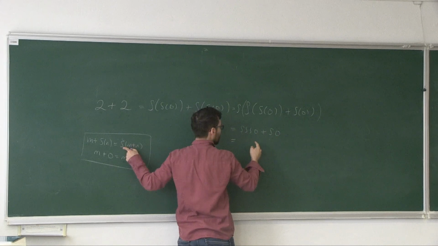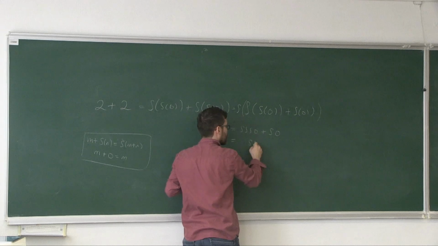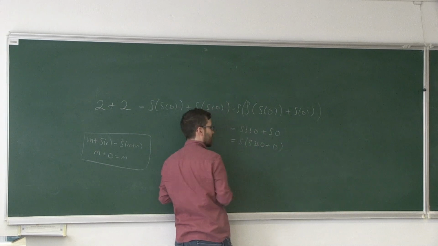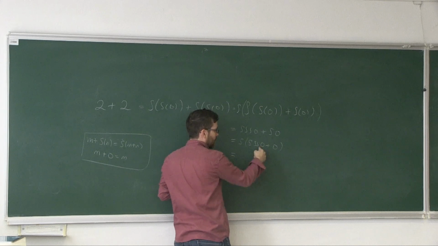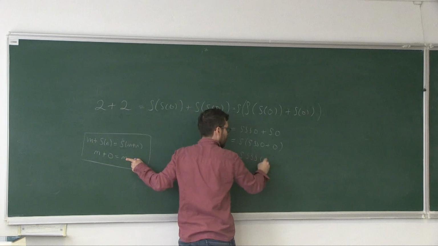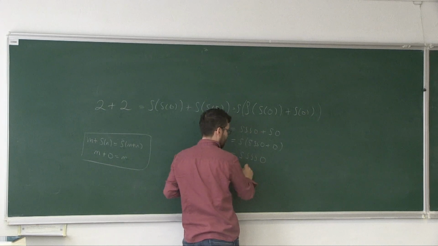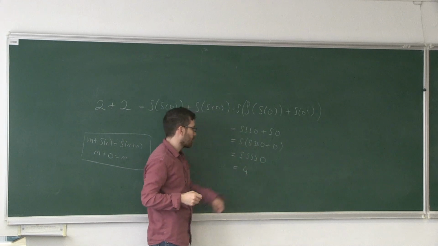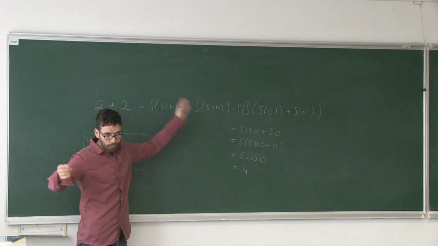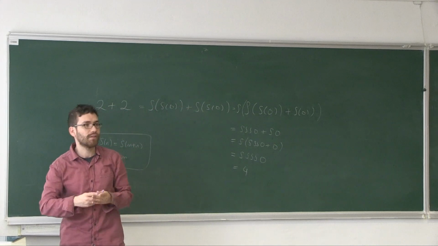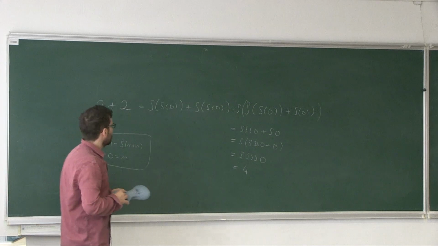Now again, if you use this property, 3 plus 1 is 3 plus 0, and you take the successor of this. And now by the first property, 3 plus 0 is 3, so the successor of 3 is 4. Successor of 0 is 4, okay? So you can actually prove that 2 plus 2 equals 4. Similarly, you can prove that 2 times 2 equals 4 and so on, okay?